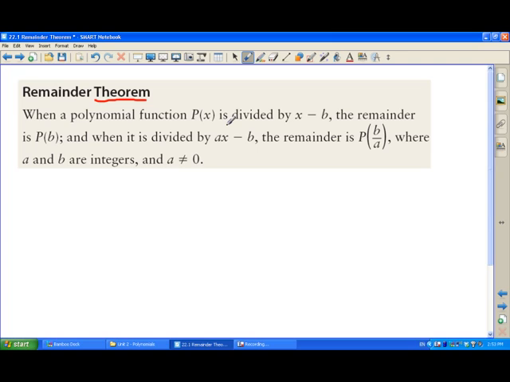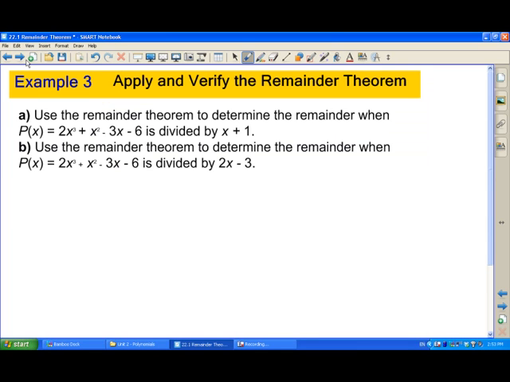So let's take a look at the remainder theorem in application. I'm just going to do part A. We're going to use the remainder theorem to determine the remainder when the polynomial p of x is equal to this function, and I divide by x plus 1. So I'm not going to do the long division. I'm going to divide by x plus 1, which means that x would equal negative 1. So in part A, I'm going to evaluate the polynomial at negative 1.